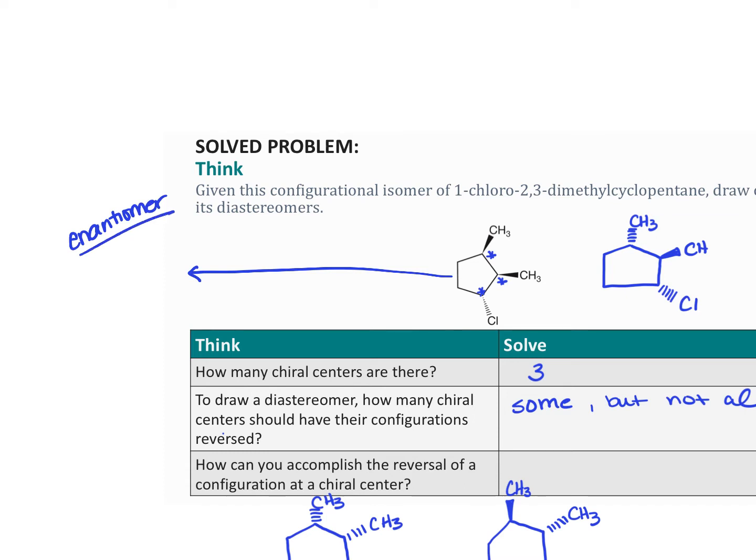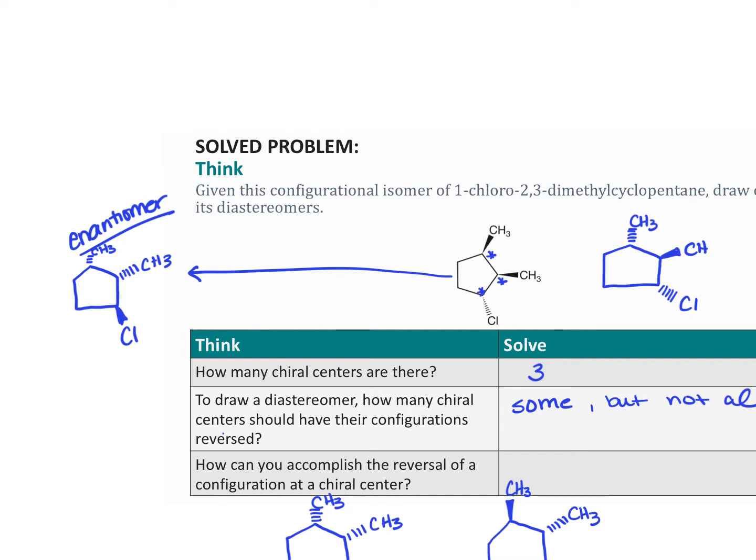that means that you need to reverse all of them. So the enantiomer would look like this. Give yourself more room than I gave myself. And here you can see I've reversed all of them. So there are different answers for diastereomers, but as long as you're not asked for the enantiomer, there's only going to be one enantiomer.